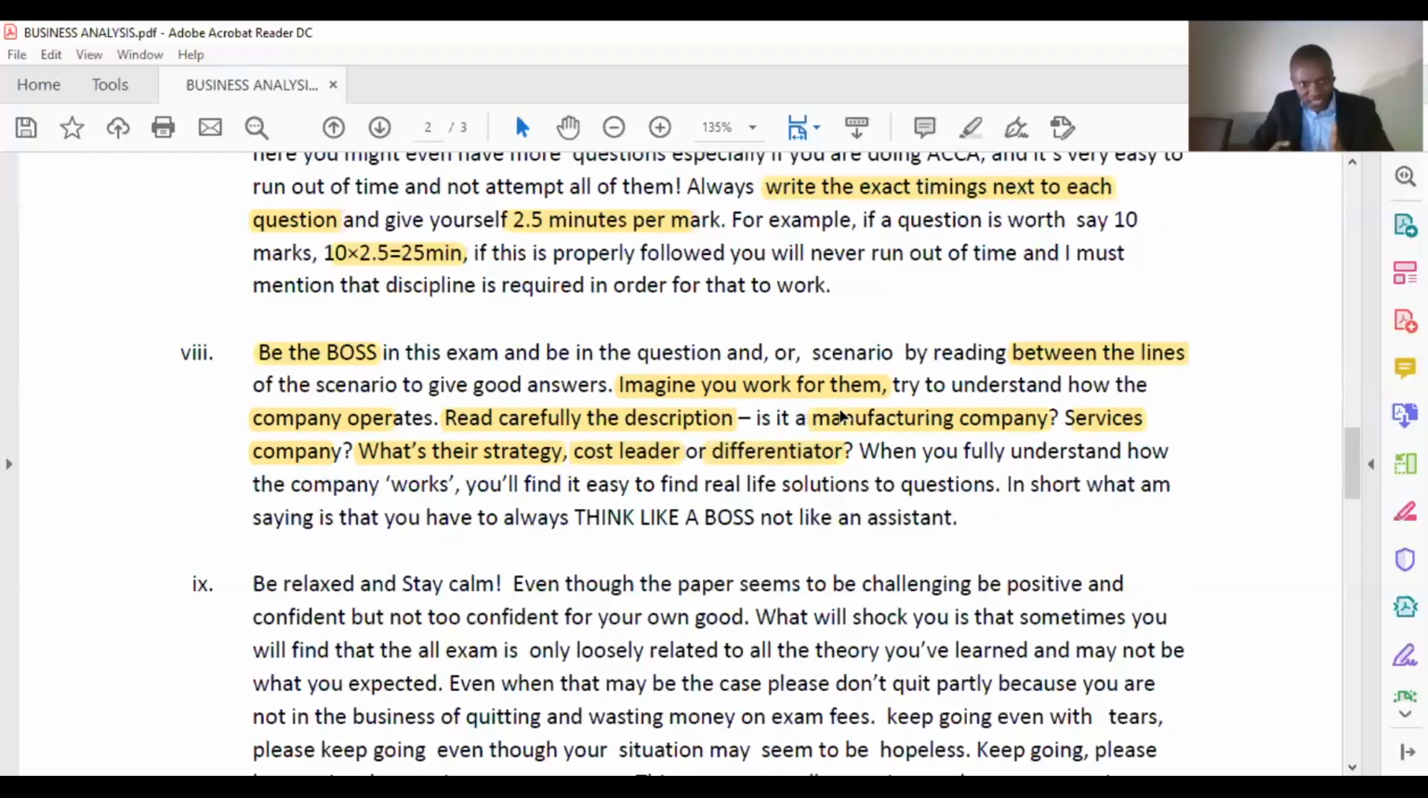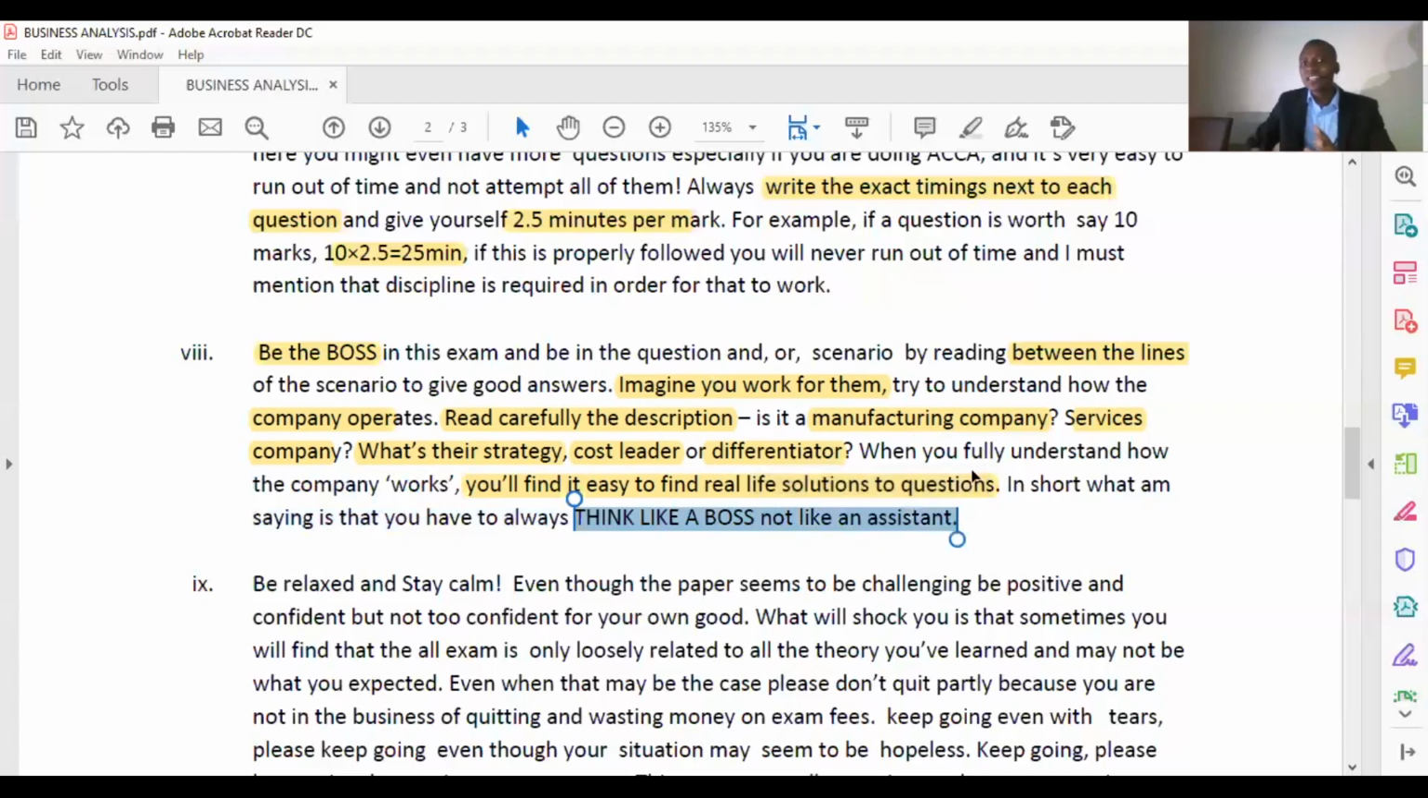When you fully understand how the company works, you will find it easy to find real-life solutions to the question. I'm underlining this point here. You will find it easy to find real-life solutions to the problem. In short, what I'm saying is that you have to always think like a boss. Please, think like a boss, not like an assistant.